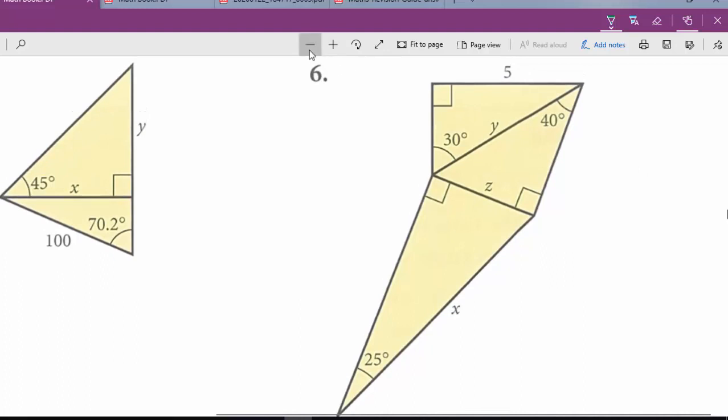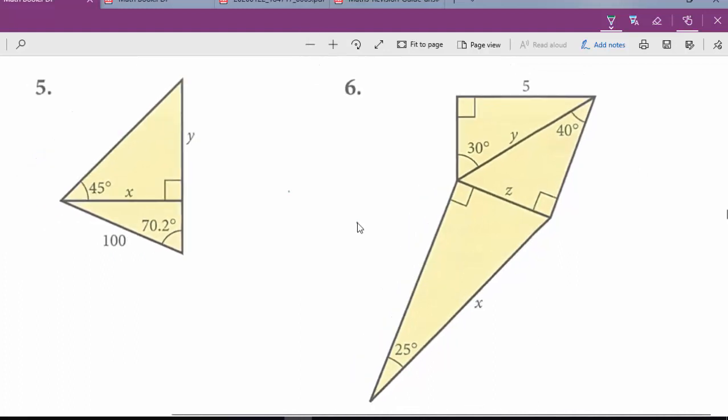Question 6. Look, we work on each triangle separately, and we can find one missing side in each triangle. Where to start? We cannot start in this triangle because we have one angle, one side is missing. We don't have any other side to help us finding x. We cannot work on this triangle because we have one angle and two sides are missing. There is no other side to help us finding z or y.